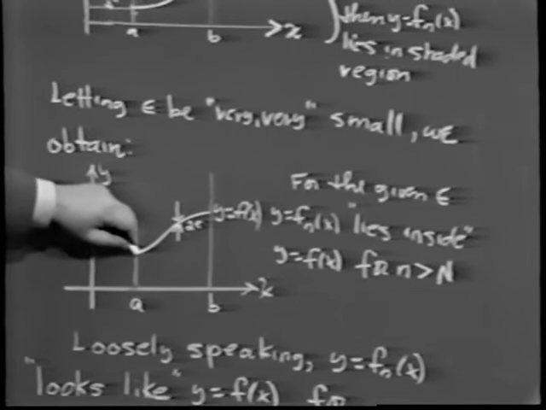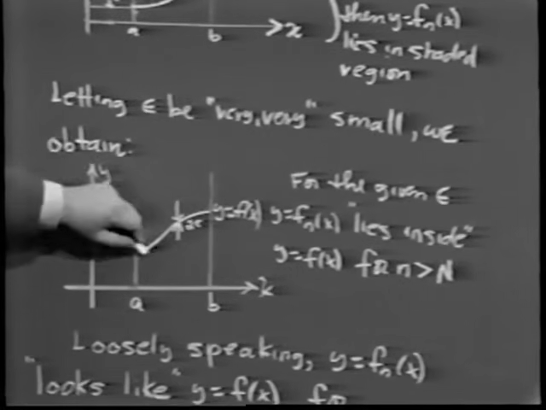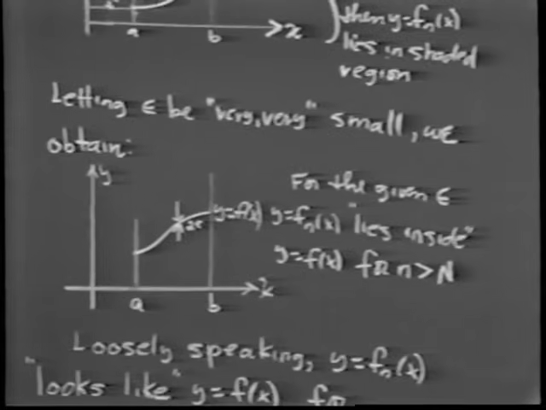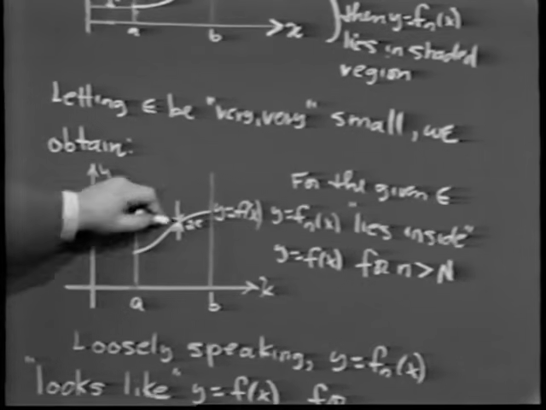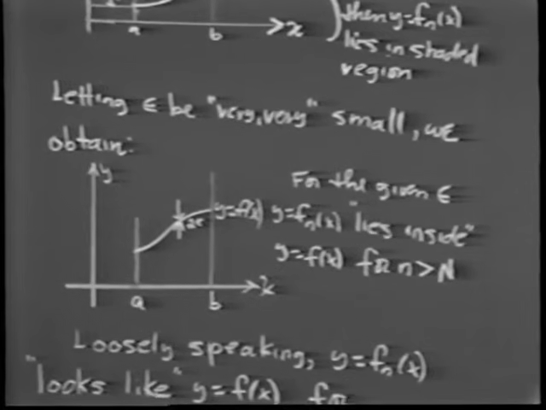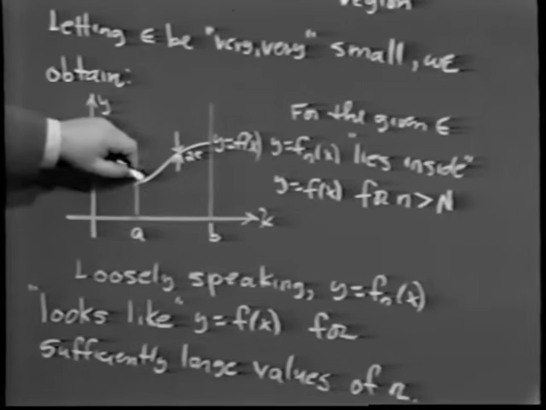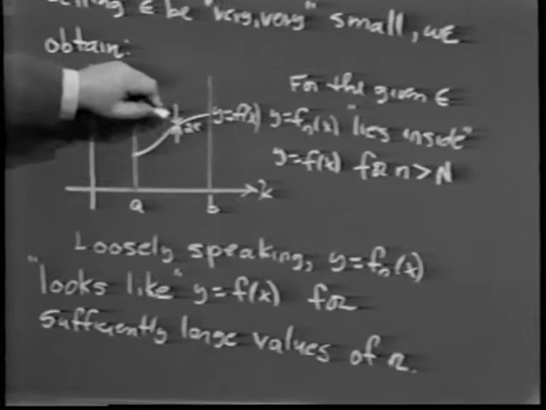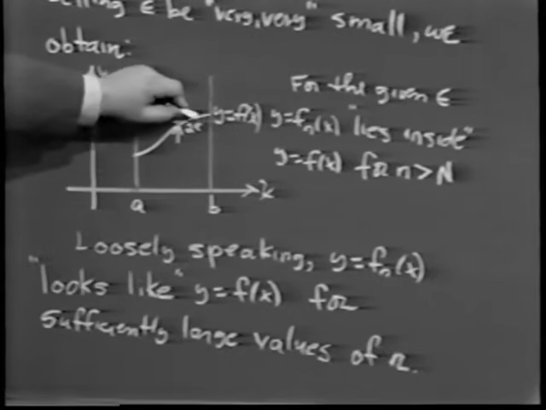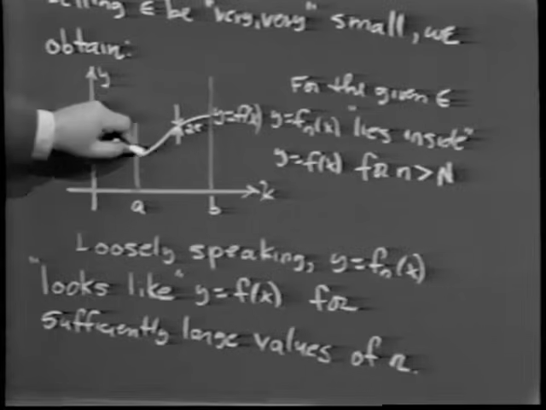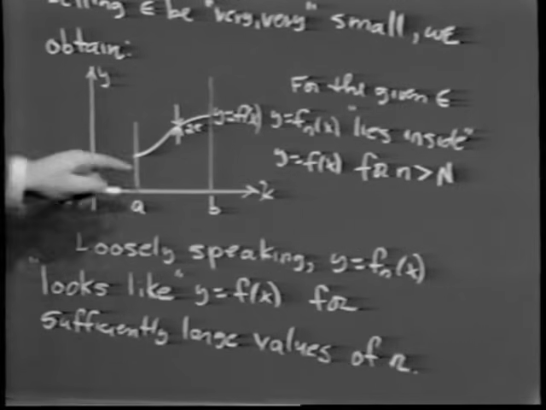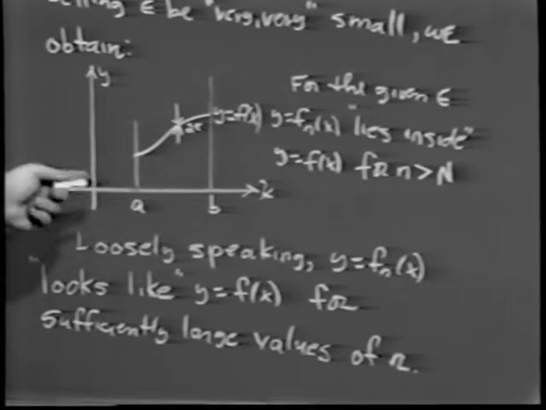In other words, what you're saying is that for large enough n and small enough epsilon, loosely speaking, y equals f sub n of x looks like y equals f of x for sufficiently large values of n. In other words, it appears that we can't really tell the nth curve in the sequence from the limit function. And I want to make a few key observations about what that means.